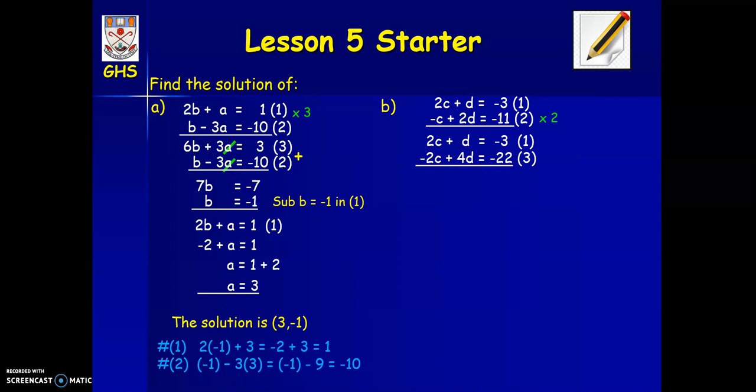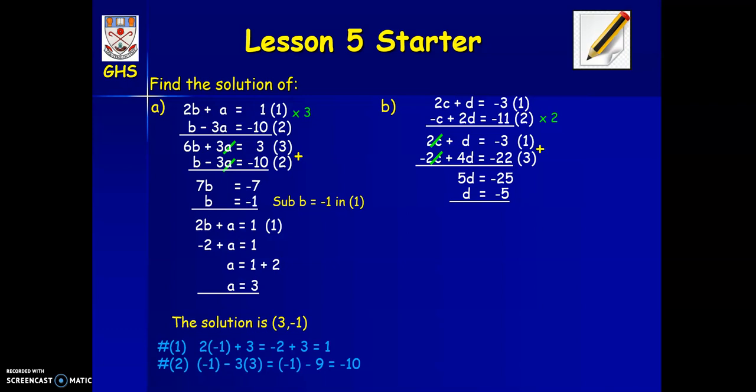Now we can proceed with the elimination by adding the two equations together, which will give us 5d equals negative 25. The c terms are eliminated. Divide by 5 to get d equals negative 5.